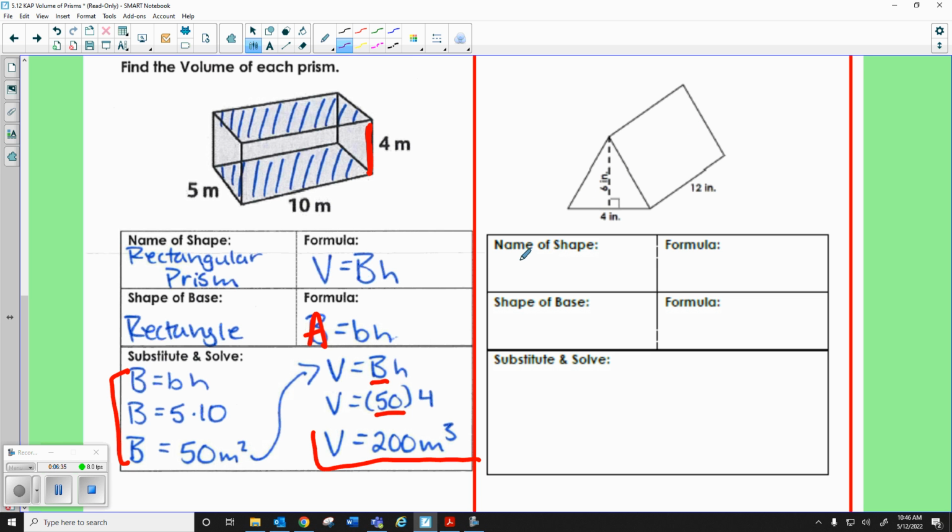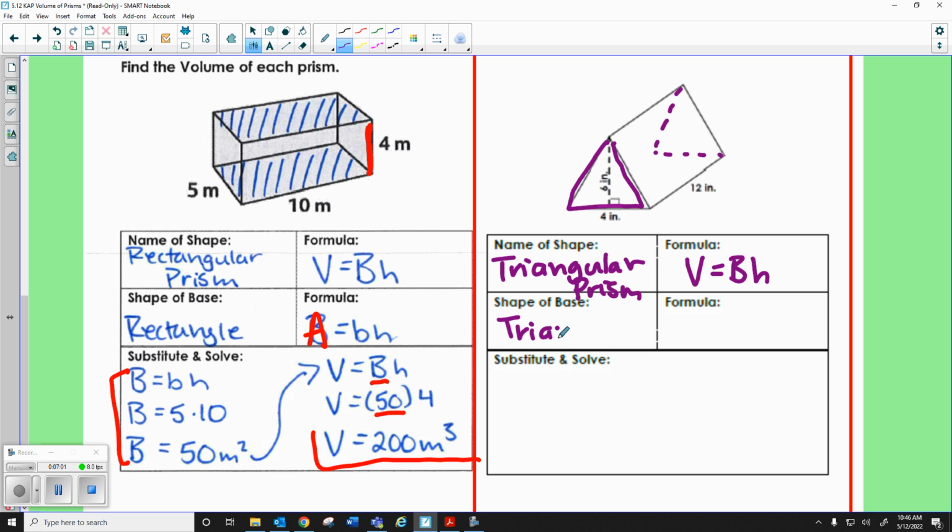This whole shape is called a triangular prism. And as we mentioned, it has the same exact formula. V is equal to big BH. Where things differ is the big B, that area of the base. In this shape, my base shape is going to be the triangle because it's going to be parallel to this other triangle.